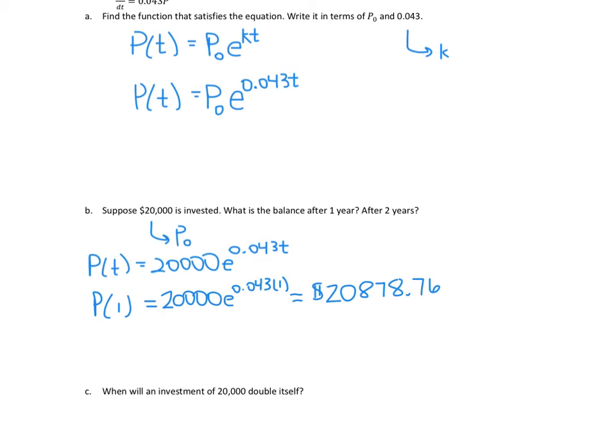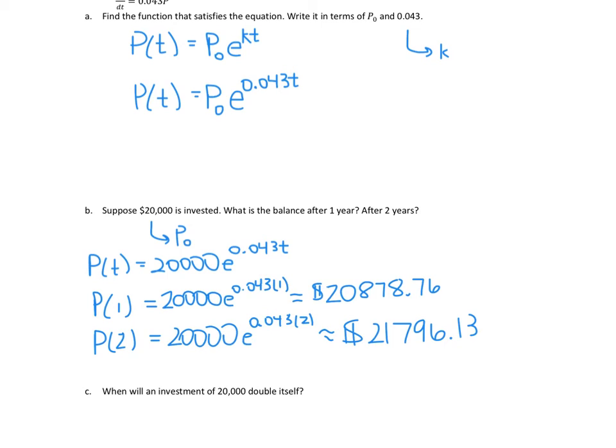Now we're going to do the same thing at time t equals 2 to find out the balance after 2 years. So P of 2 is equal to 20,000 times e to the 0.043 times 2. And when we evaluate that in our calculator, we get approximately $21,796.13 rounded to the nearest cent. So that would be the balance after 2 years.